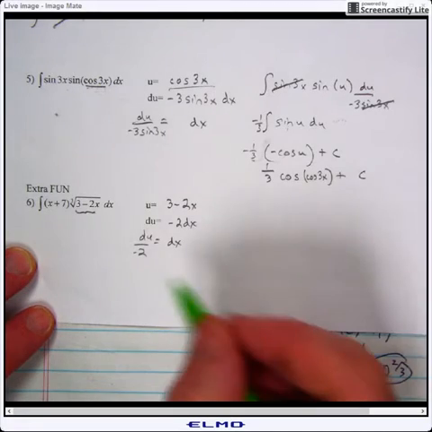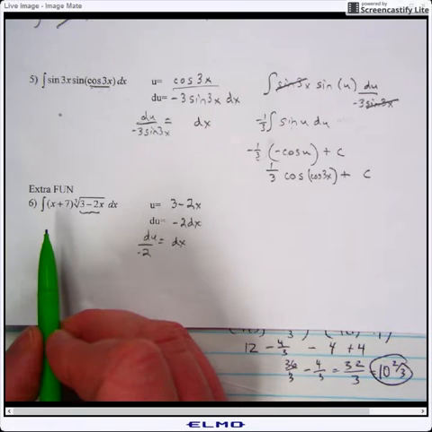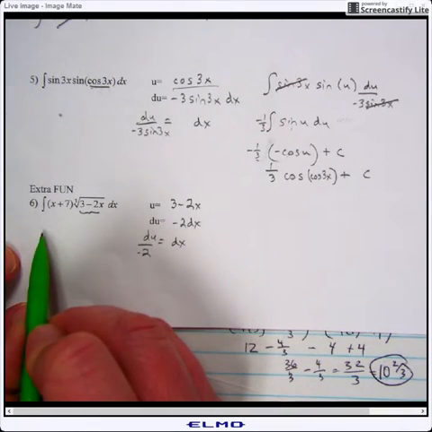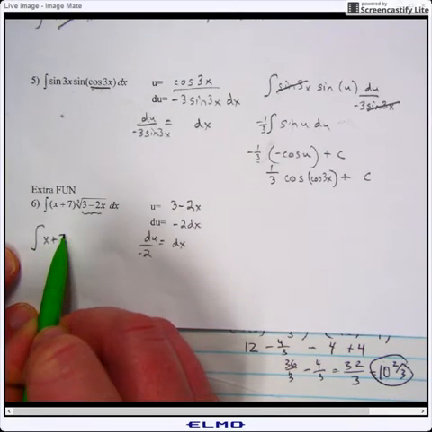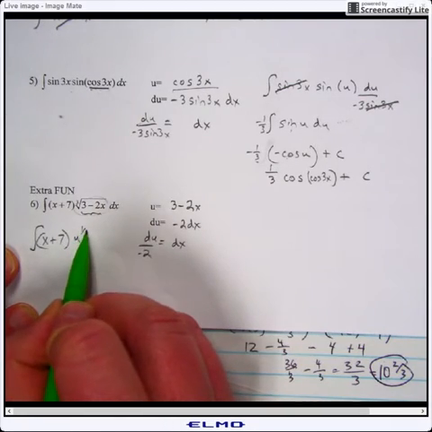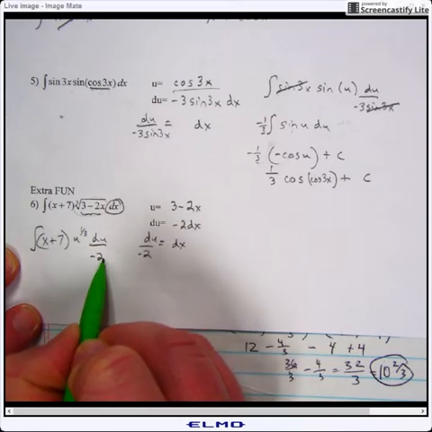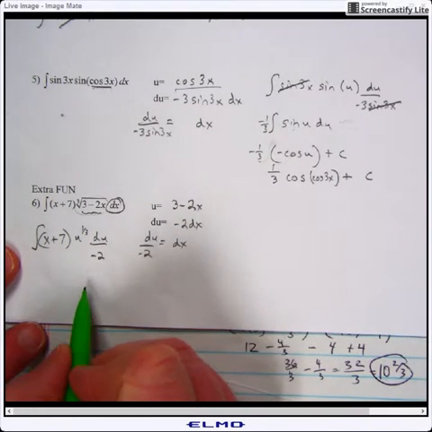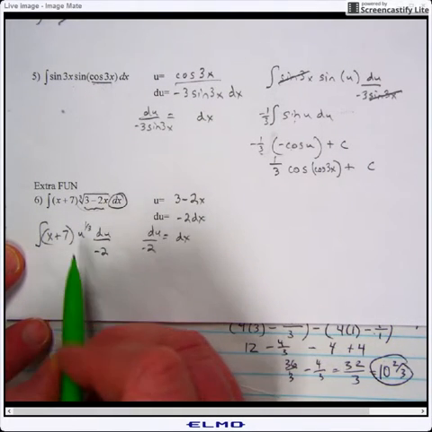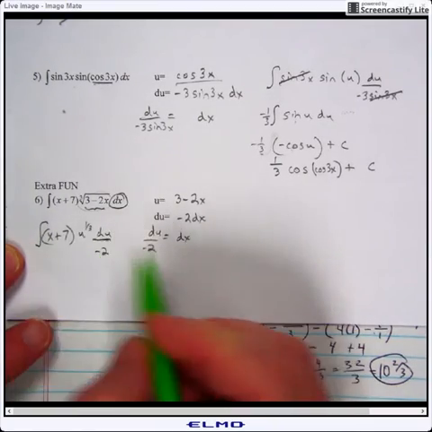Okay, now I want to go over and substitute. So integral x plus 7. This is u to the 1/3. And this is du over -2. Now, unfortunately, we didn't get rid of everything. Nothing's canceling out. But I got a little secret for you, a little trick up my sleeve.